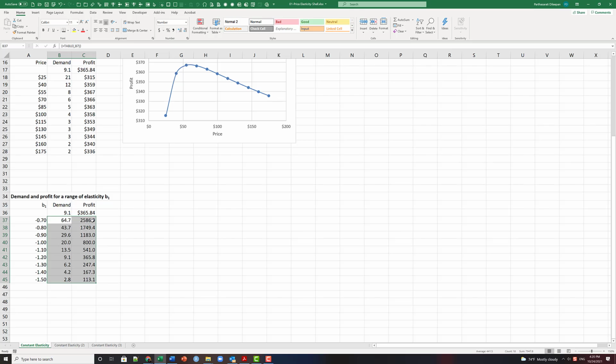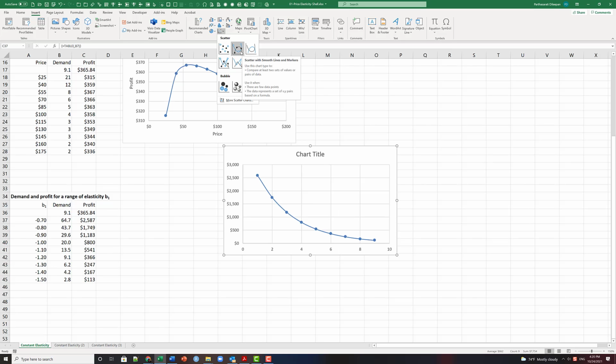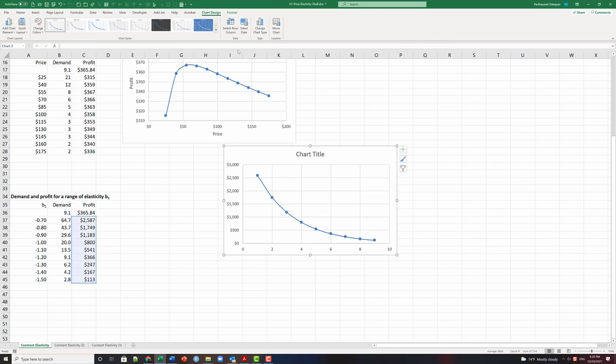Format the numbers. Okay, so we want currency format here. So get rid of the decimal places. Then we will plot those. So insert, say that. Now that's plotting the profit with nothing on the x-axis.